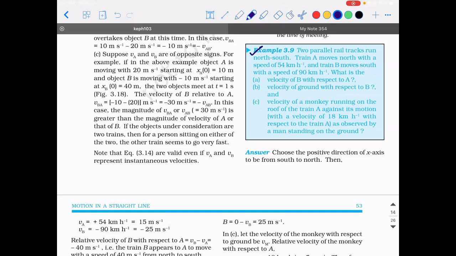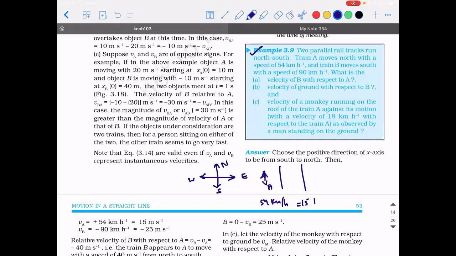There are two parallel rail tracks which run north to south. Okay. So north, south, east, west. They are in the north-south direction, so they are like this. Okay. So train A moves north with a speed of 54 km per hour. Velocity of A is 54 km per hour. 54 km per hour is how many meters per second? Multiply with 5 by 18. 15 meters per second.